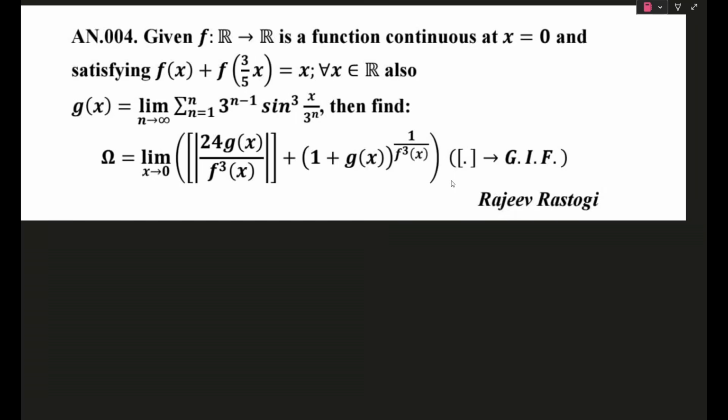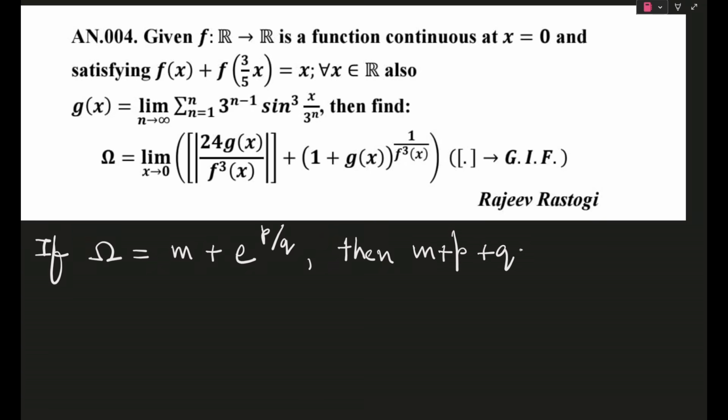So guys, the question that you right now see on screen, I hope it's visible. This question will have a long answer, so I will just add one single line. You can see the question is asking us for the value of omega. So if omega is equal to m plus e power p by q, then the value of m plus p plus q is equal to, okay.